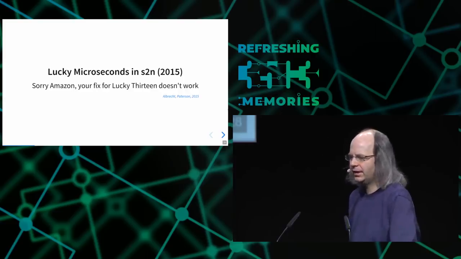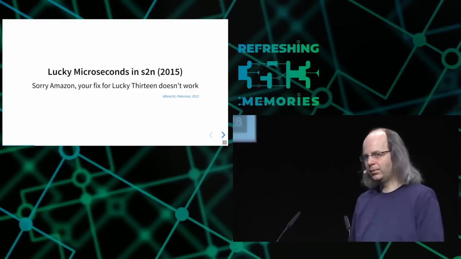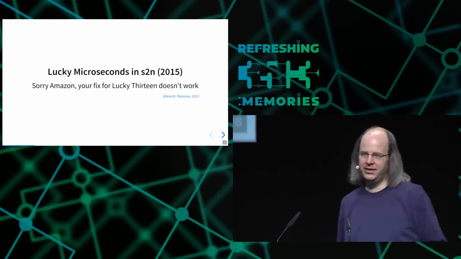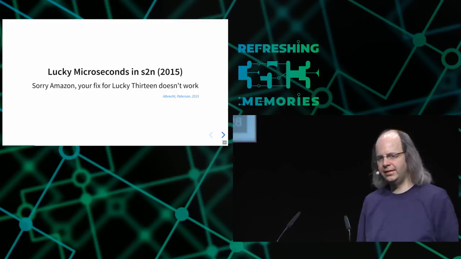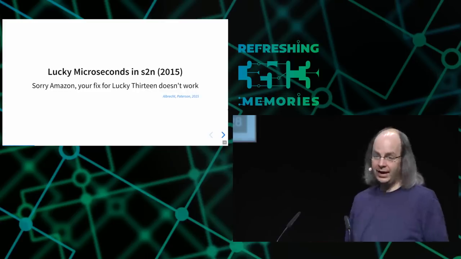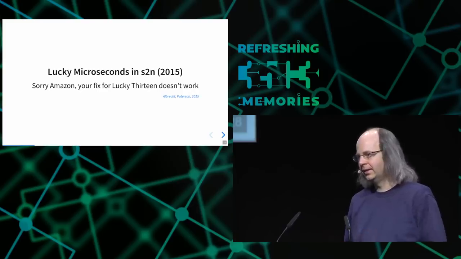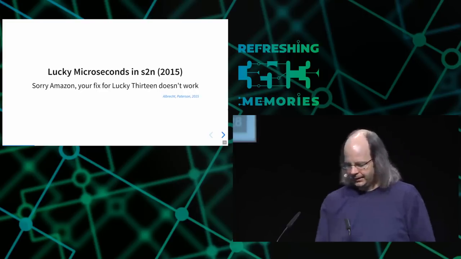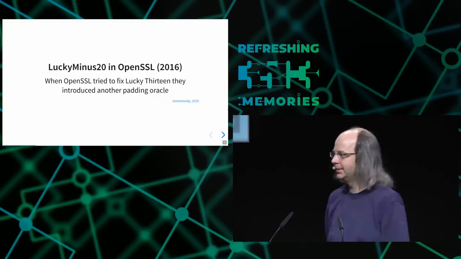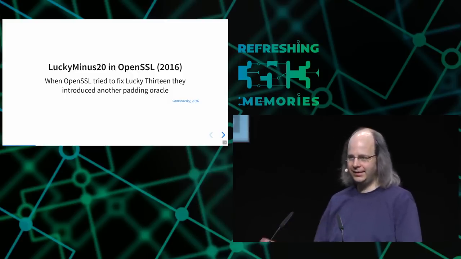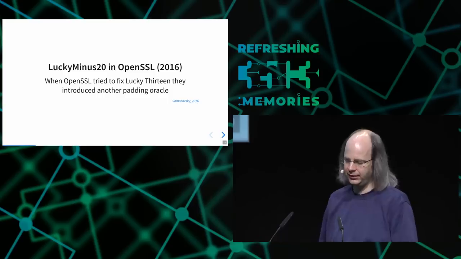Then there was the so-called Lucky Microseconds attack, where one of the people who found the Lucky 13 attack looked at implementations to see if they had fixed Lucky 13 properly. They looked at S2N, which is an SSL library from Amazon, and they found that they tried to make countermeasures against this attack, but these countermeasures didn't really work, and there was still a timing attack that they could perform. Then there was a bug in OpenSSL, which was kind of funny, because when OpenSSL tried to fix this Lucky 13 attack, they introduced another padding oracle attack, which was actually much easier to exploit.